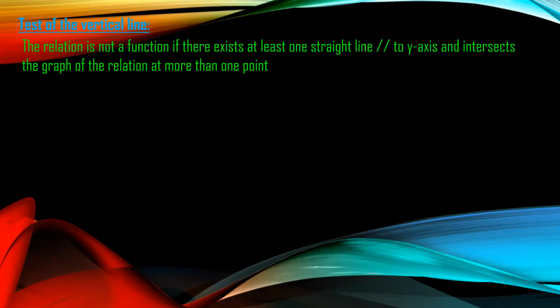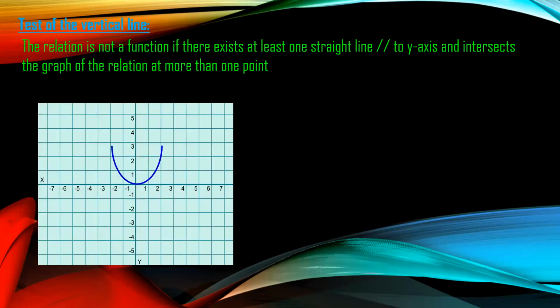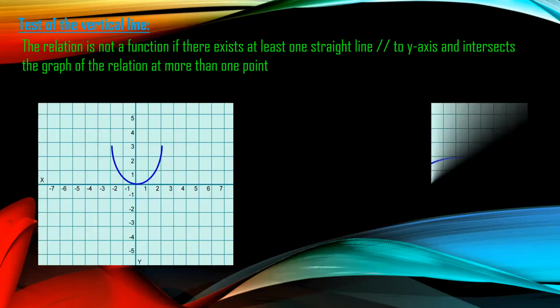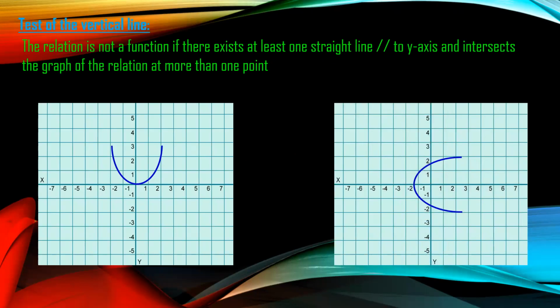To check whether a relation is a function: the relation is not a function if there exists at least one straight line parallel to the y-axis that intersects the graph of the relation at more than one point. In the opposite figure, if we draw a vertical line at any place on the curve, it will intersect it at one point, so this graph represents a function. But in this figure, if we draw a vertical line, as you see, it intersects the curve at 2 points, so this is not a function.